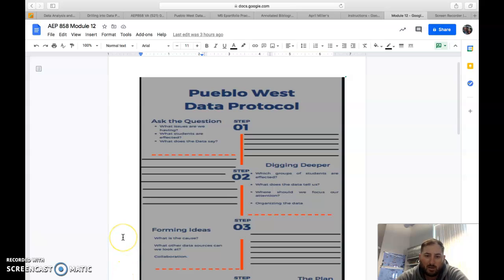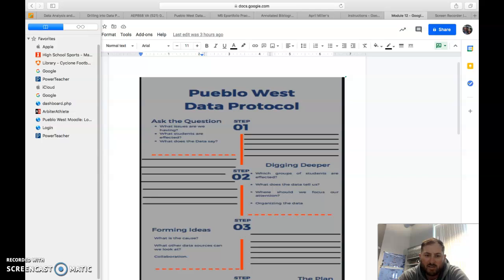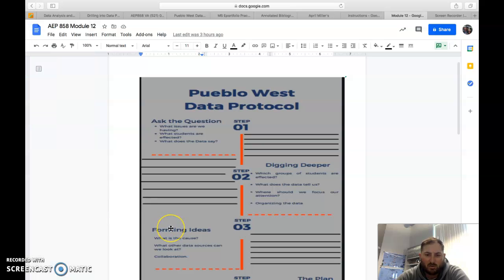This is my data protocol that I look forward to using at Pueblo West High School. I just kind of outlined the important parts here in this brochure for teachers to make it easier, help them have a little understanding. I also included an area in which teachers can write some notes, answer these questions as we go through it, and then I have a sheet at the bottom that I'll show you in which we can go a little bit deeper in collecting our data.